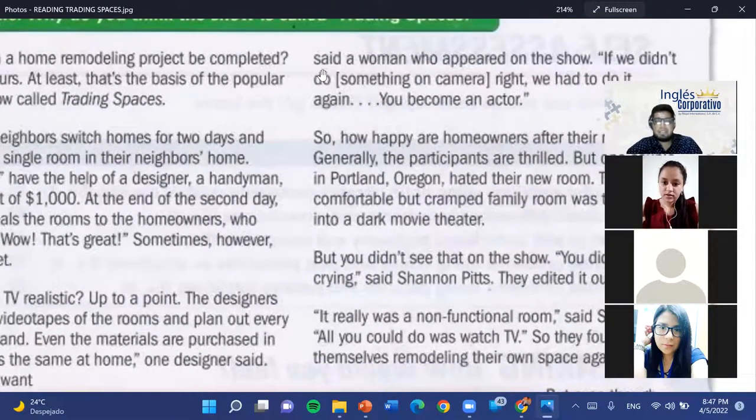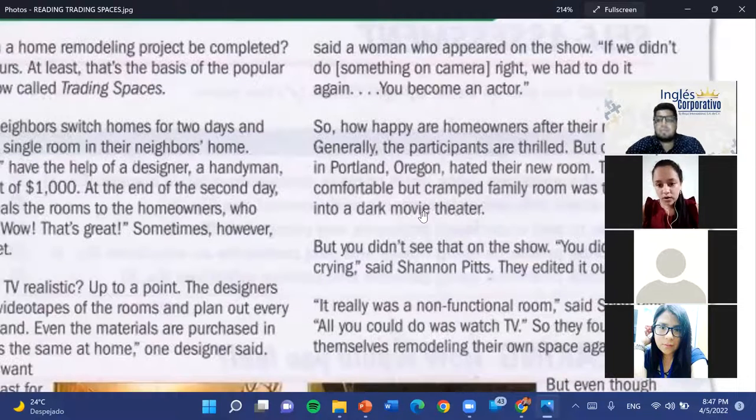That paragraph continues up here. Says a woman who appeared on the show, if we didn't do something on camera right, we had to do it again. You become an actor.